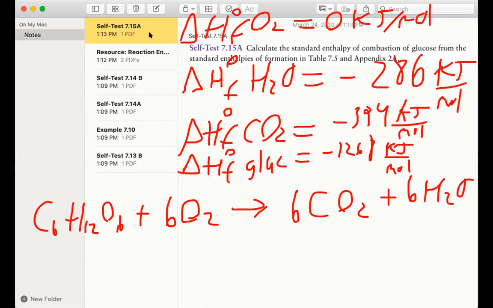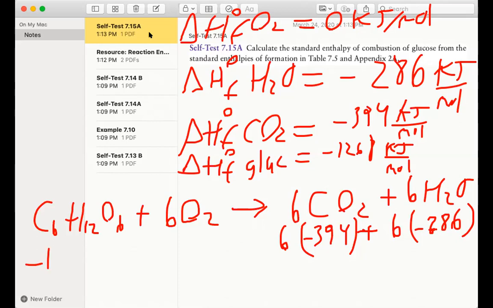So here's what you do. You go negative 286, and you multiply that bad boy times 6. And you've got CO2, negative 394. You multiply that bad boy by 6 also because you have 6 of those. And you're going to add those two together. And then you've got glucose, which is negative 1268, and there's only one of them. And you've got O2, which is 0.